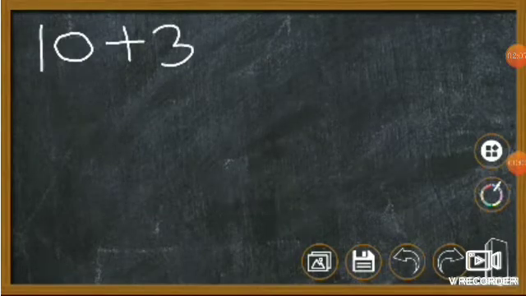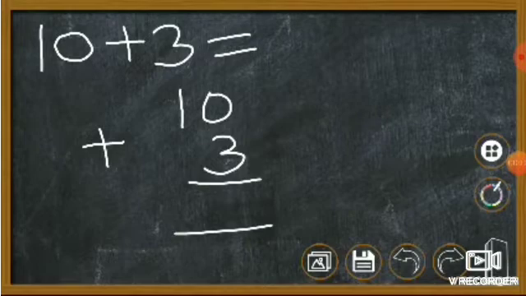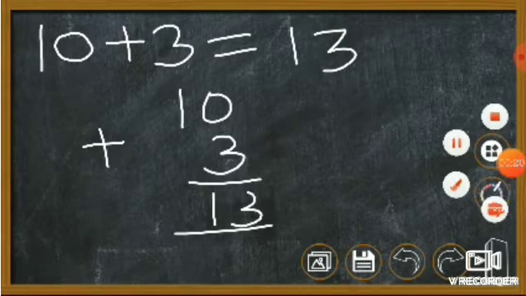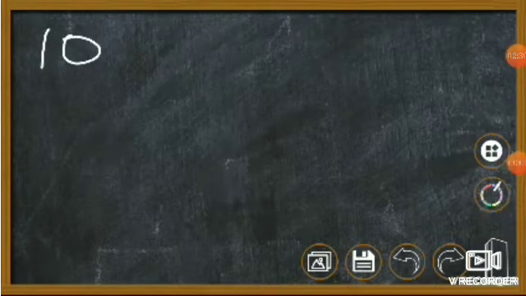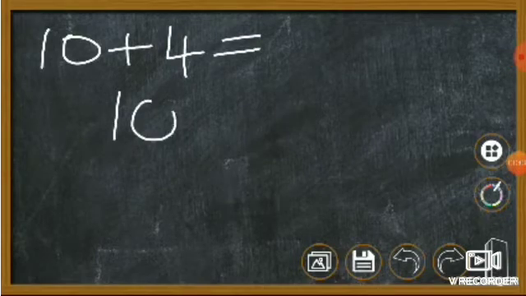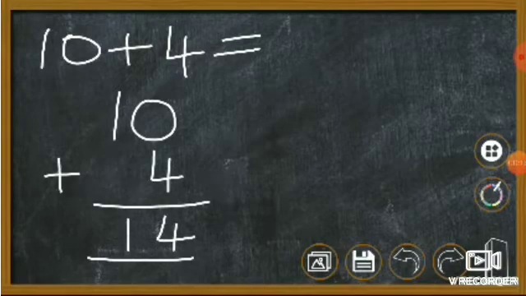10 plus 3. Next sum. 10 plus 3. 0 plus 3 is 3 and bringing 1 down here. So the answer is 13. Adding 10 plus 3, the answer is 13. Up to now, 10 plus 4 is equal to 10 and 4, and we are going to add it. 0 plus 4 is 4 and bringing down 1, the answer comes as 14.